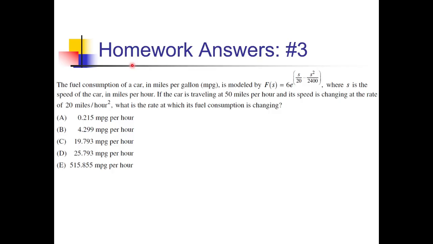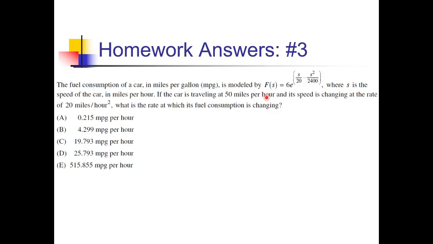For this problem, we're told the fuel consumption of a car in miles per gallon is modeled by this f of s function, which is kind of crazy looking, and s is the speed of the car in miles per hour. If our car is traveling at 50 miles per hour and the speed is changing at a rate of 20 miles per hour squared, we want to know the rate at which its fuel consumption is changing. So basically, we're trying to figure out df over dt. That's our goal here.